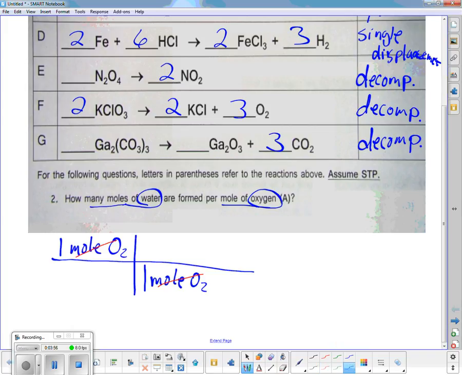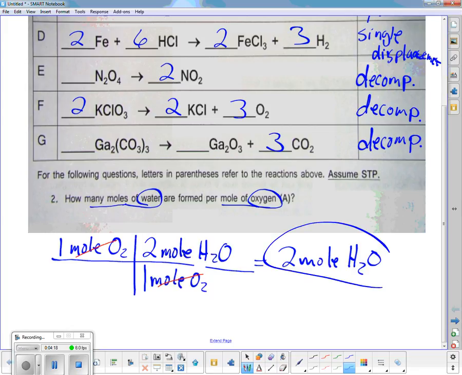What am I trying to get to? I'm trying to get to water, right? And in front of the water in A, there's a 2. So I put 2 moles of H2O. I was stuck on O2. So my answer is going to be what? 2. 2 moles of H2O. Circle or square your answer.